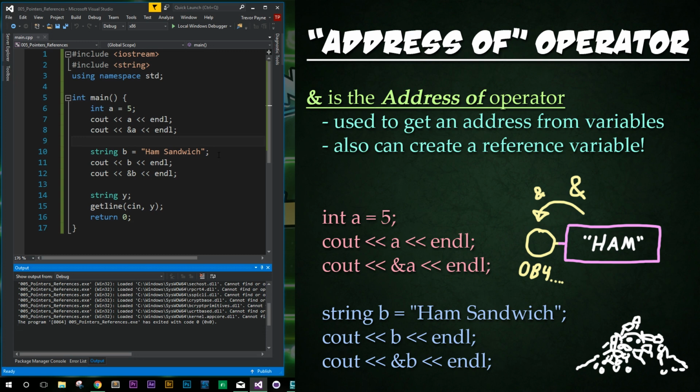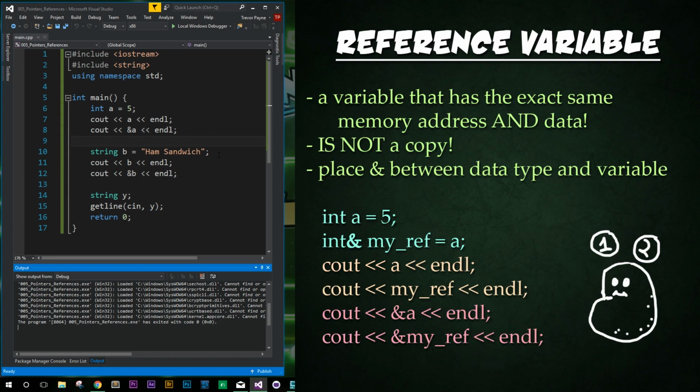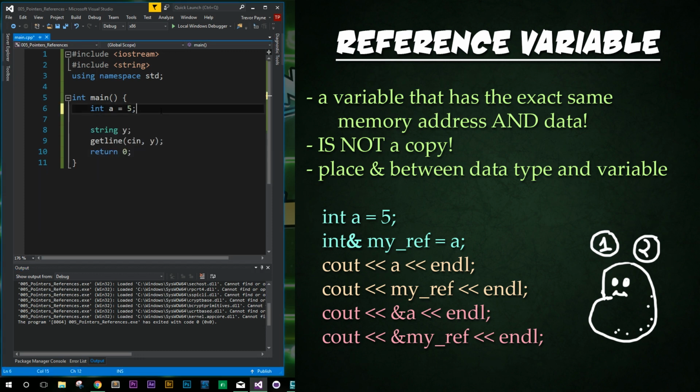The second important use of the address of operator, or the ampersand symbol, is to create a reference variable. A reference variable has the exact same memory address and data as another variable. In other words, it is a new variable referencing the same data as another variable. Again, reference the same data. The name makes sense now, doesn't it? So how does this work? We're going to go ahead and delete out most of this code and just leave the a equals 5.